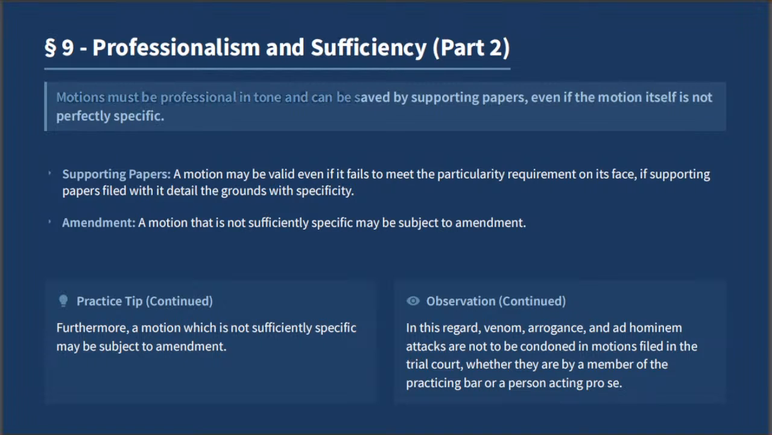Motions must be professional in tone and can be saved by supporting papers, even if the motion itself is not perfectly specific. So again, we have the supporting papers. A motion may be valid, even if it fails to meet the particularity requirement on its face, if supporting papers filed with it detail the grounds with specificity. And an amendment. A motion that is not sufficiently specific may be subject to amendment. So Am Jur likes to hammer these points, as this redundancy is actually from the section there. The practice tip, though, continued.